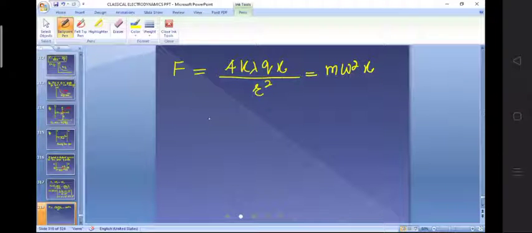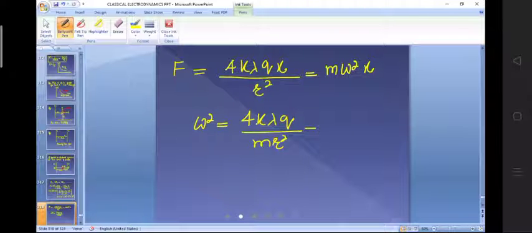Now x and x will cancel. So we can calculate from here the value of omega. Omega square, let me write down omega square. This will be 4 multiplied by k lambda q divided by m r square. Then you can also write it like this as well. Instead of k, what will we write? 1 by 4 pi epsilon naught. The 4 will cancel, so it will be lambda q divided by pi epsilon naught multiplied by m into r square.